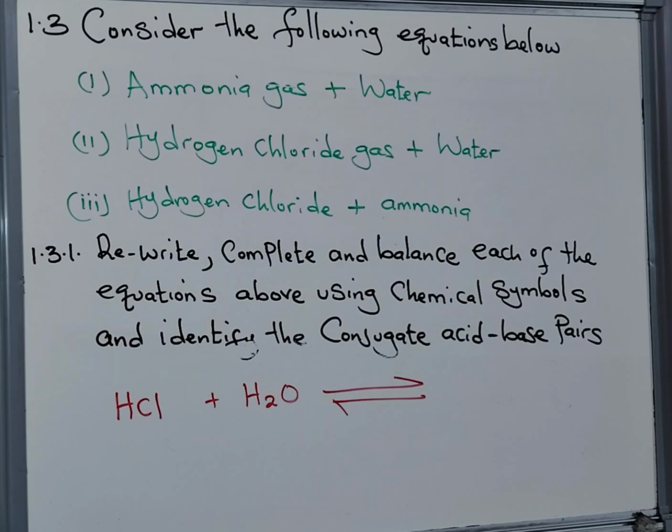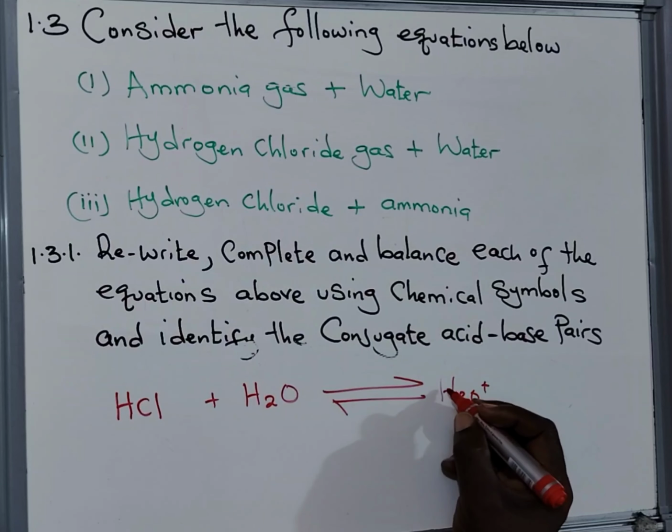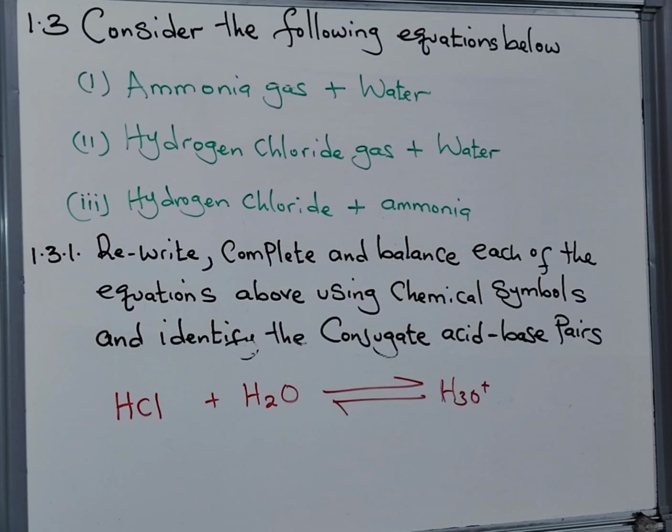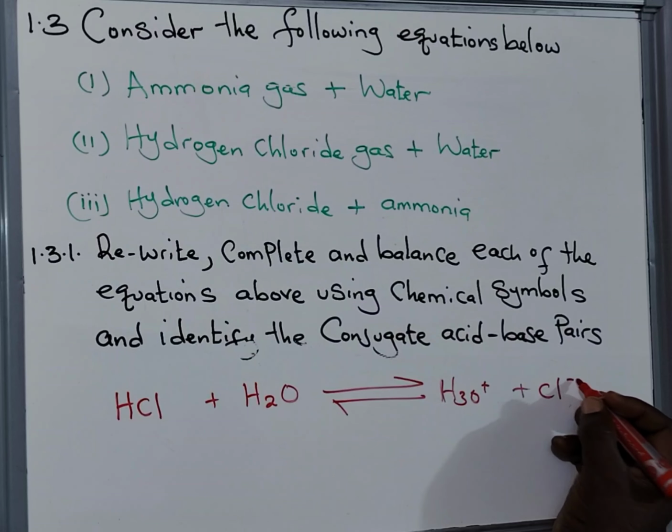To make it easier for yourself in this case, you need to use the Lowry-Bronsted idea. It says an acid is a proton donor. So this acid will donate a proton here. When water gets a proton, what does it become? It becomes H3O+. This species is called hydronium ion. And when an acid loses a proton, what remains behind is this one, chloride ion.